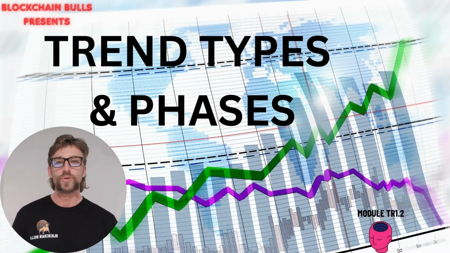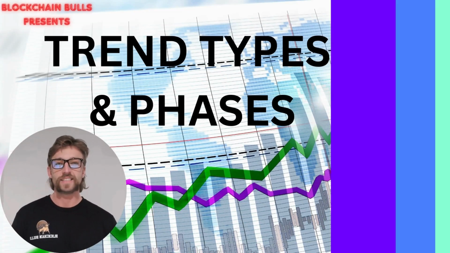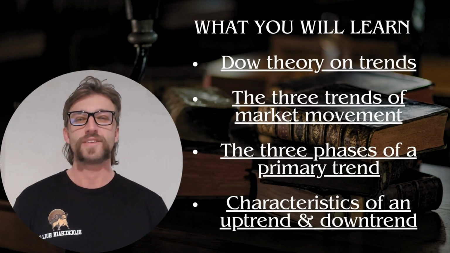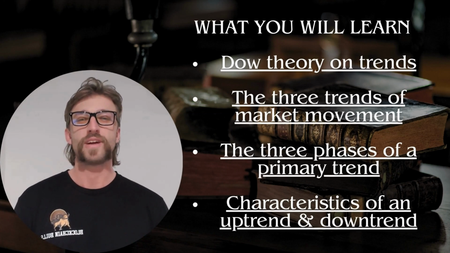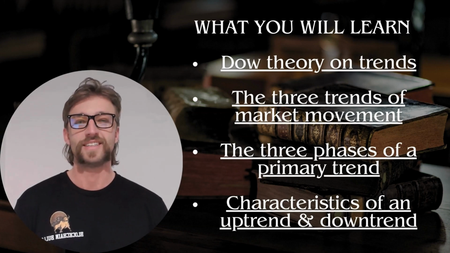Hey, I'm Chad from Blockchain Bulls, and this is Trend Types and Phases. In this module, you'll learn Dow theory on trends, the three trends of market movement, the three phases of a primary trend, and the characteristics of an uptrend and a downtrend.